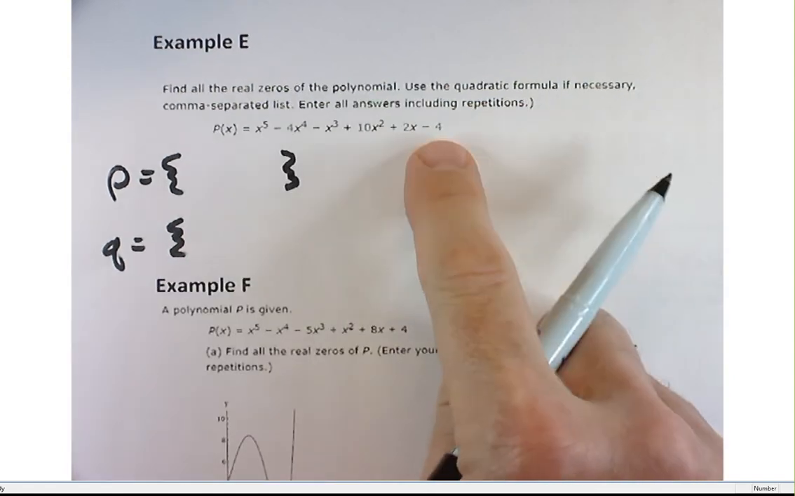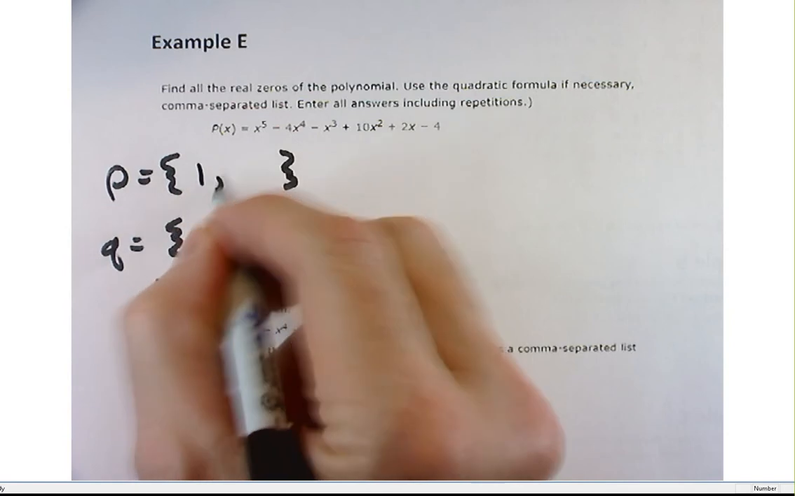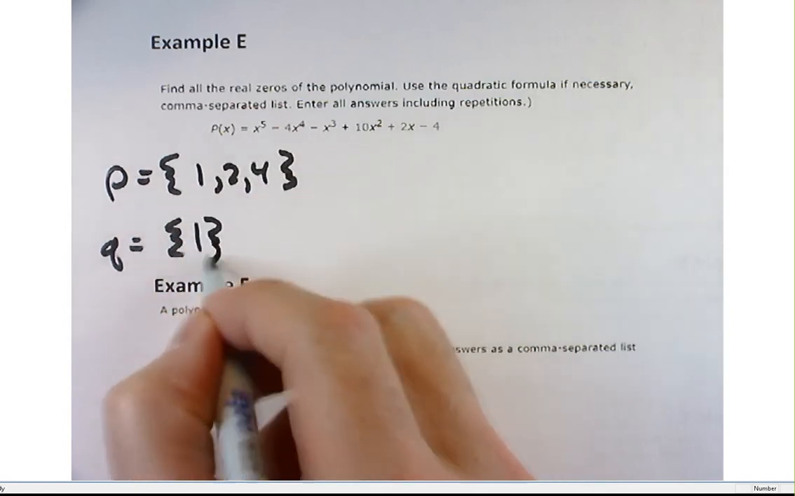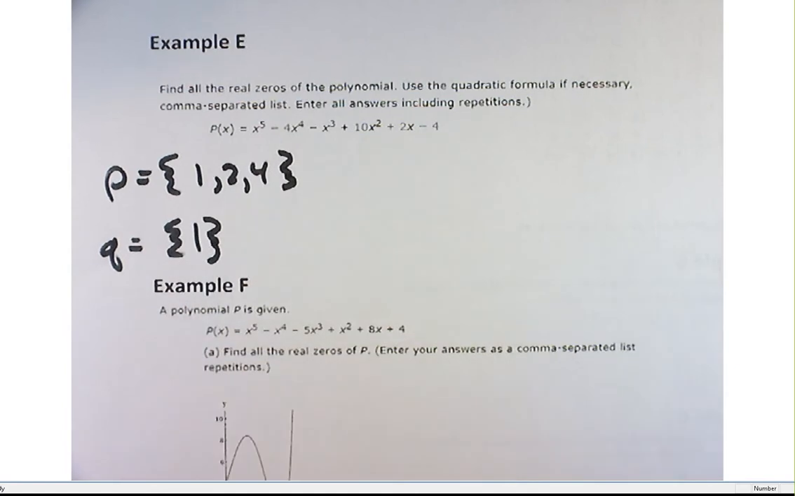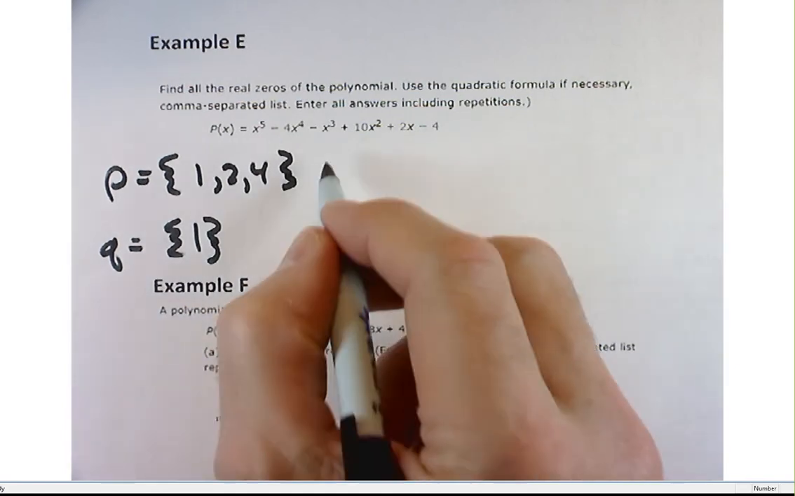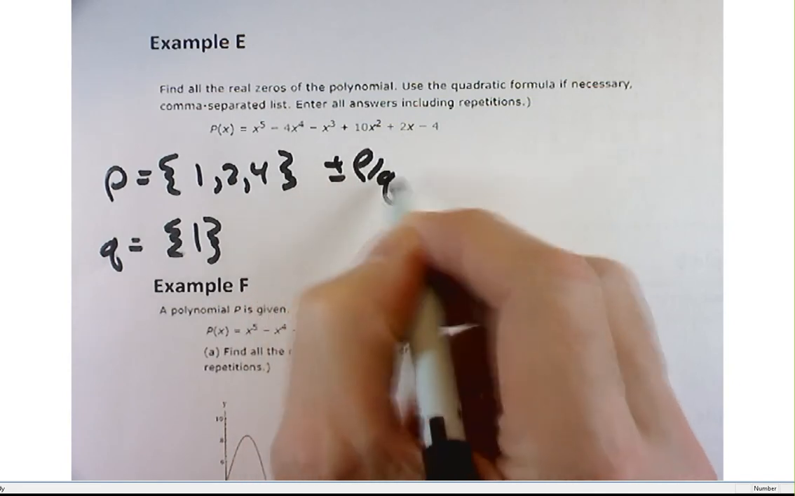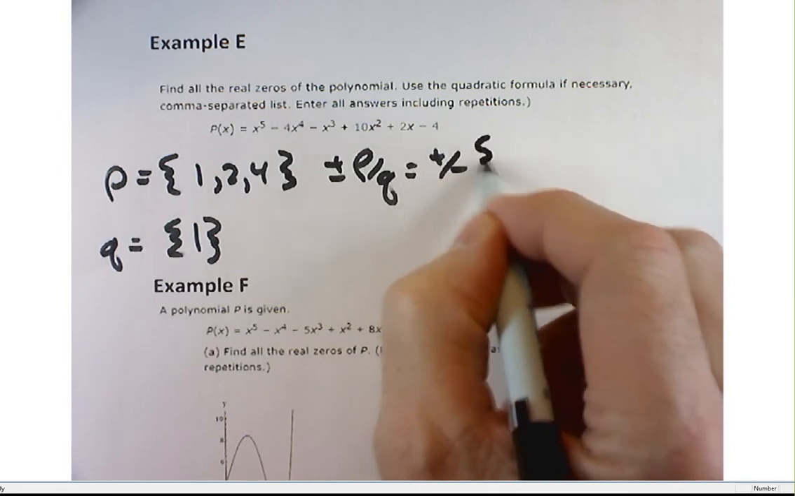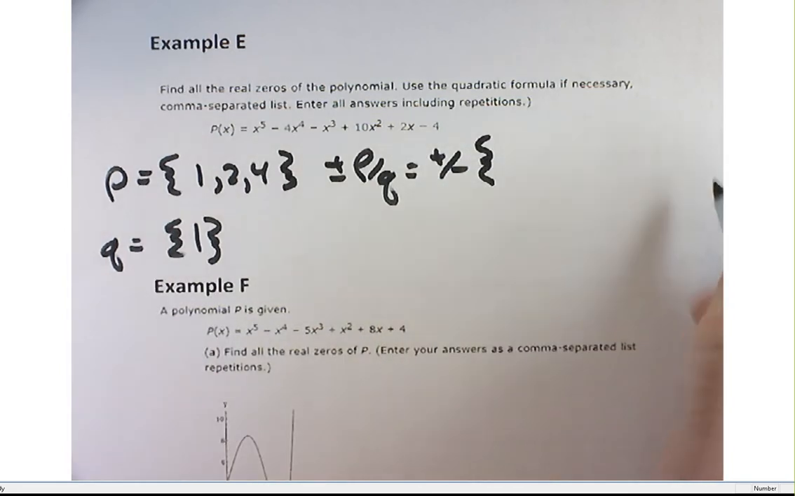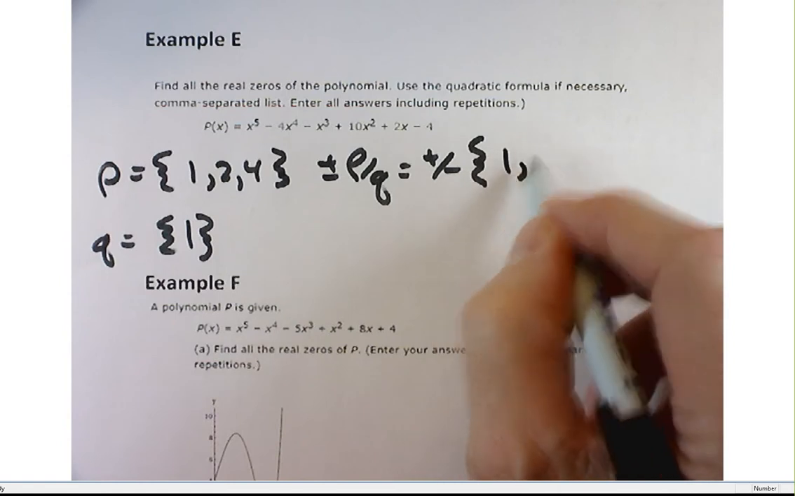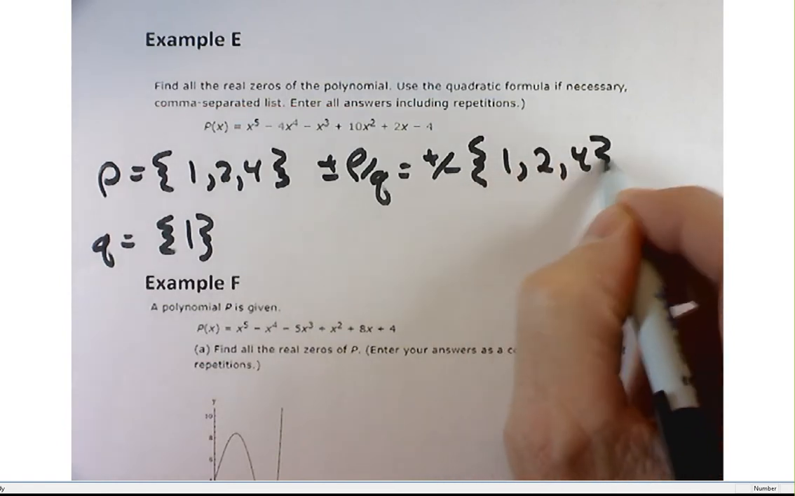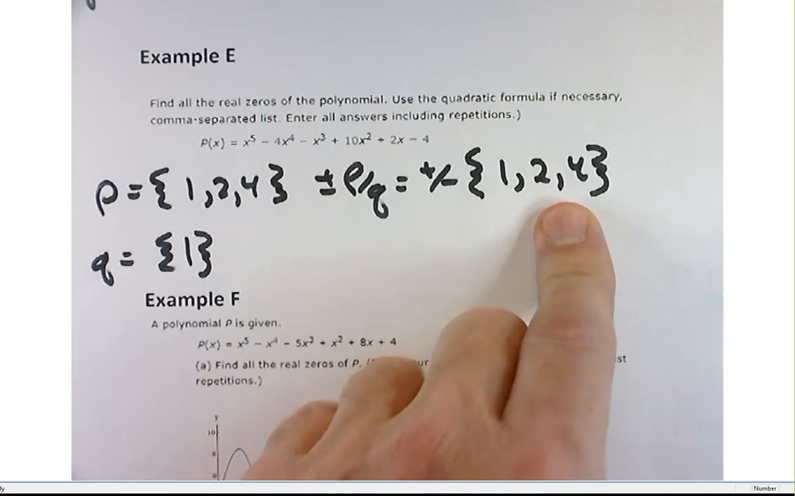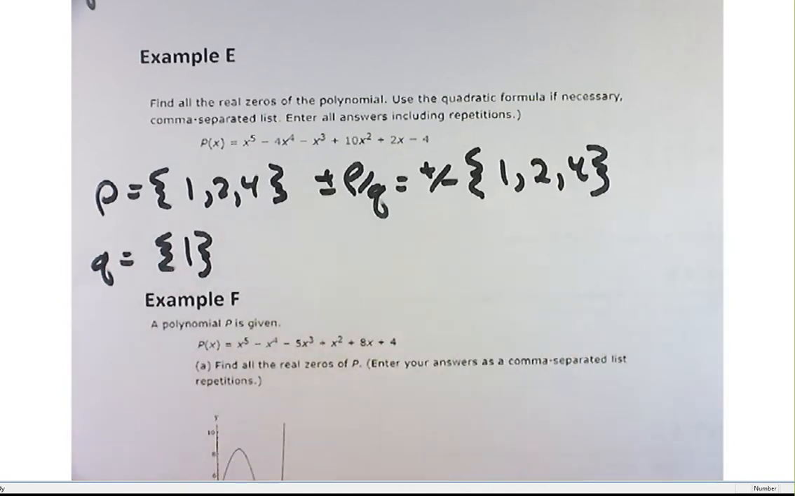All right, so, well, that's your, yeah, 1, 2, and 4. And Q is just 1. Well, that's pretty nice. So as far as plus or minus P over Q is concerned, it's going to be a small list, plus or minus 1 over 1, 2 over 1, and 4 over 1. So if it has any rational roots at all, it has to pass through these points.